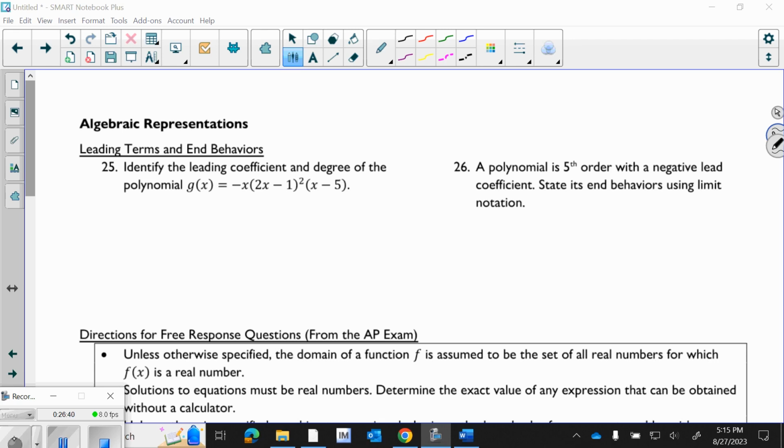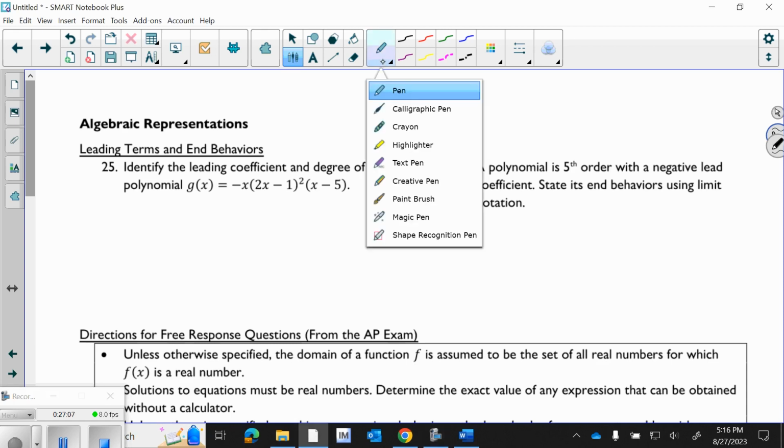All right, we've made it to the last page. 25. Identify the leading coefficient and degree of the polynomial g of x equals, and then we have our polynomial. You can expand the entire polynomial and rewrite it in standard form, and you would be able to identify your lead coefficient and your degree.